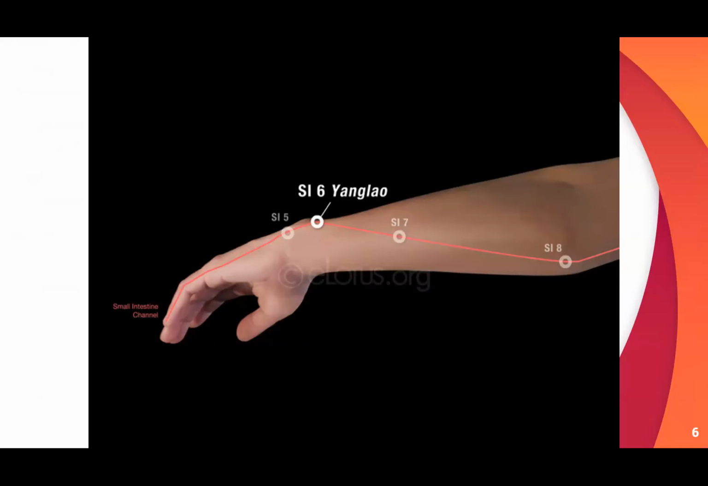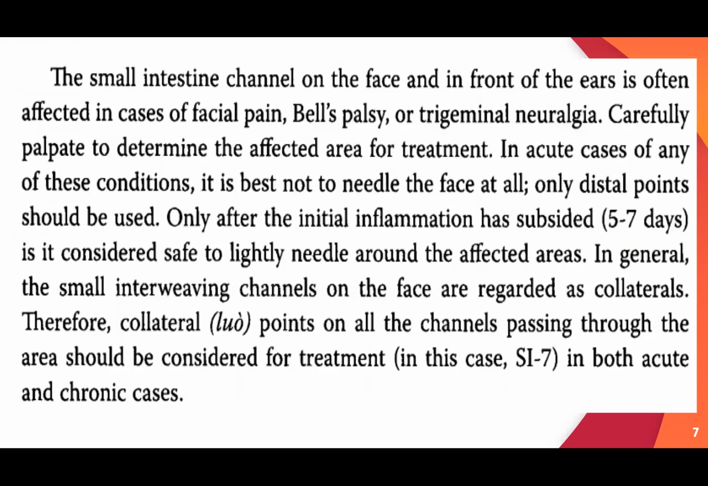So, ayun po doon yung lang kakapa sa may kamay. Yan, sa may buto ng ating wrist. Yun ang small intestine 6. So, the small intestine channel on the face and in front of the ears is often affected in cases of facial pain. Yung may Bell's palsy or may trigeminal neuralgia. So, carefully ipalpate po natin ito para ma-determine natin ang affected area for treatment.